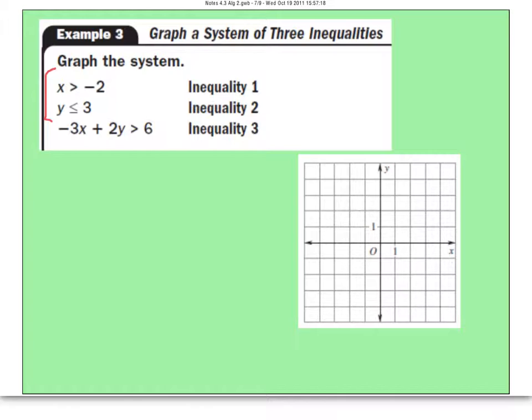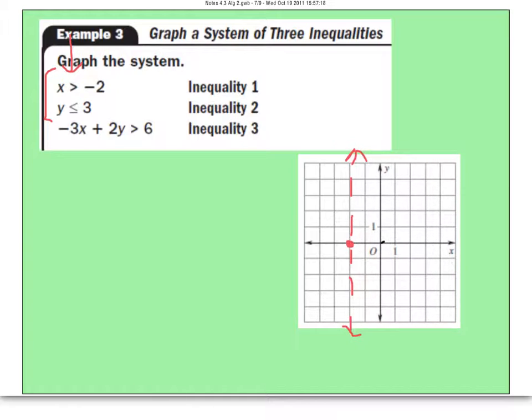To graph x is greater than negative 2, I'm going to go to the x-axis and find negative 2, which is right here. Now, the easiest way is to remember, you don't put it with the actual axis that you're on, you do opposite of it. So this is going to be a vertical line. It is just greater than, so it's a dotted line.